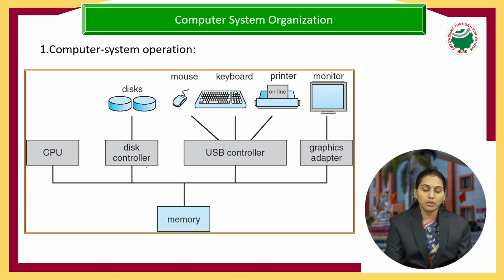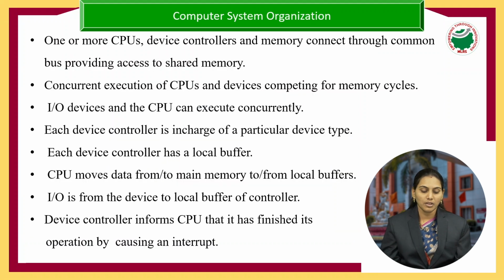What is the work of the CPU? Here the CPU moves the data from the device controller's local buffer to the main memory. The CPU gets the interrupt from the device controller. Then the CPU immediately stops the current process execution. The interrupt service routine program is executed. After completing the execution of the interrupt service routine, the previous program which was being executed by the CPU is executed.